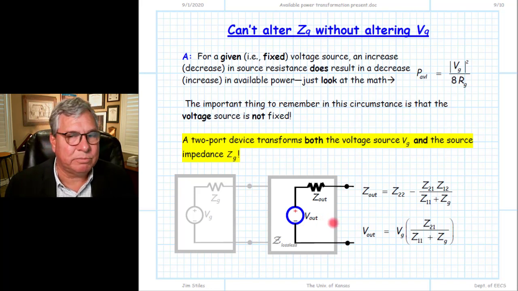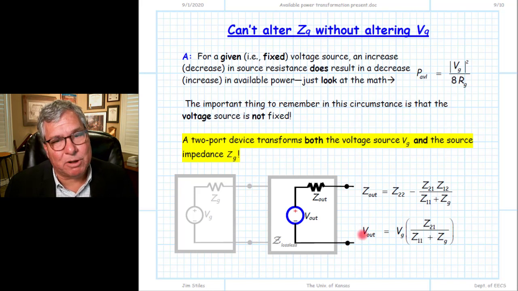With a lossless two-port device, I can change VG to V out, and ZG to Z out, but I cannot alter the available power. It's the same both before and after the transformation. And so even though Z out may have a much smaller R out, let's say, it turns out the magnitude squared of V out will have a proportionally smaller value such that the available power remains the same. Let's do an example to show that.